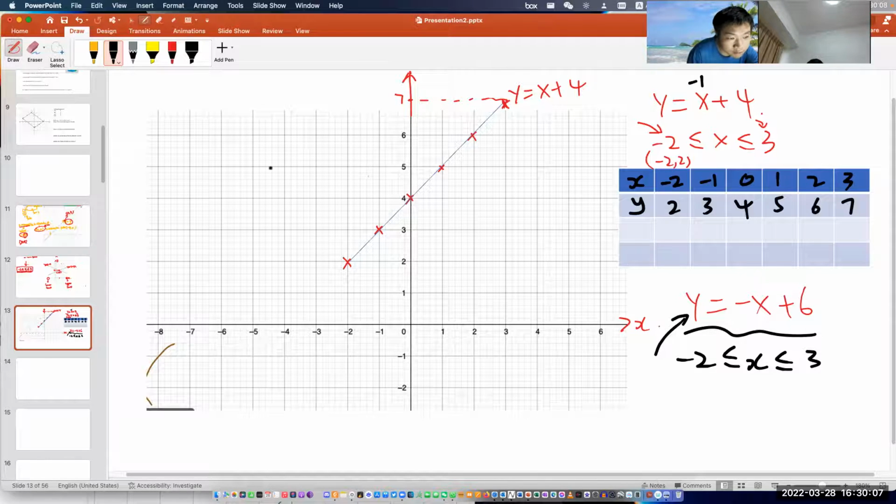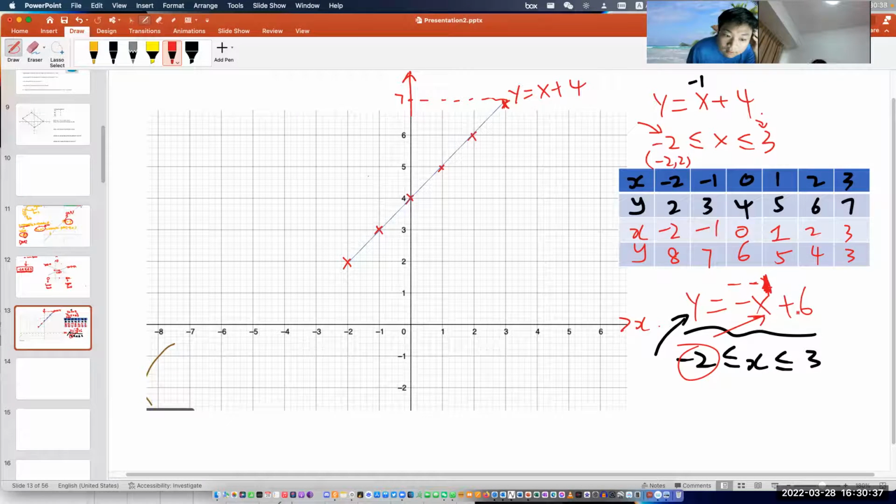Same thing. Give you another set of x and y value. So -2, give it to it. So -2, so it's +2 plus 6. So -2, you get 8. Give it -1. So now instead of -2 is -1. So it's 7, 0, 6, 1, 5, 2, 4, 3, 3. All right.